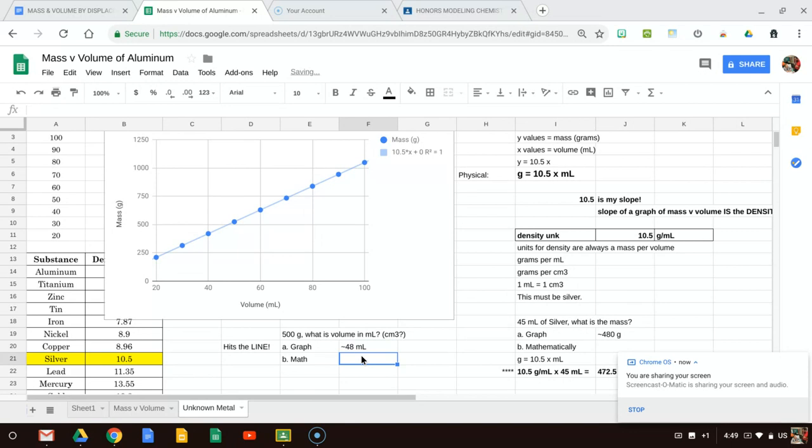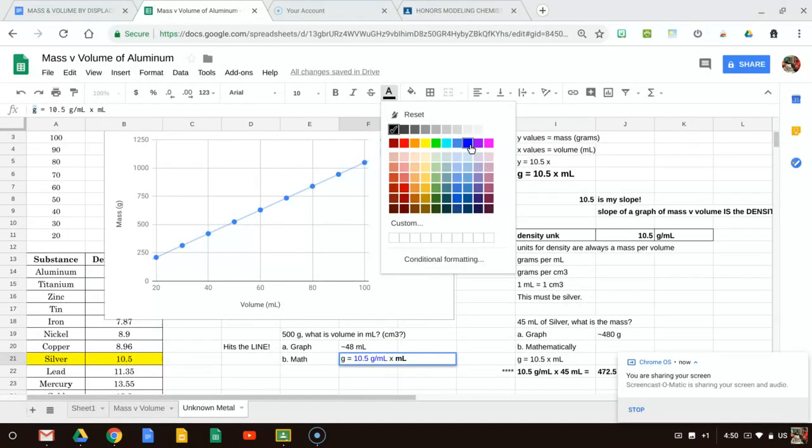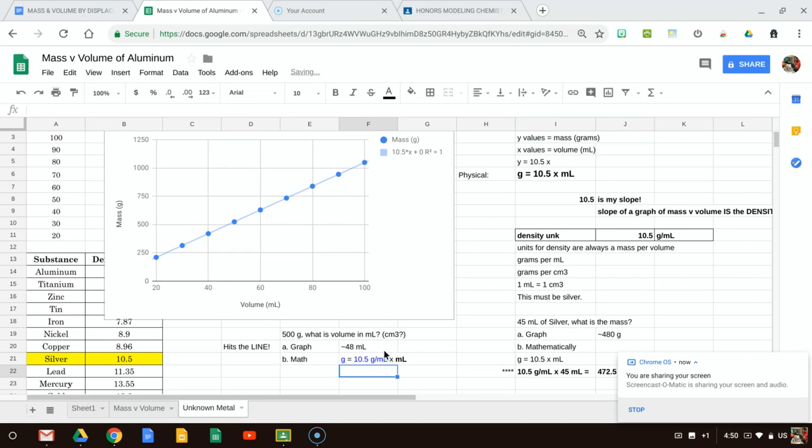Now, if I want to prove this with math, I know this equation: grams is equal to 10.5 grams per milliliter times my milliliters. I could rearrange this equation to solve for milliliters. I probably want to get this 10.5 out of the way. I'm going to make this blue. I want to put this on one side, on the side of the grams, which is blue, which means I probably want to divide my grams by 10.5. And the answer will be in milliliters.